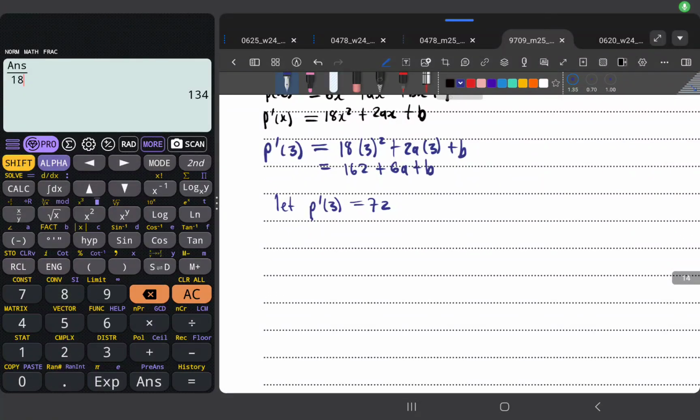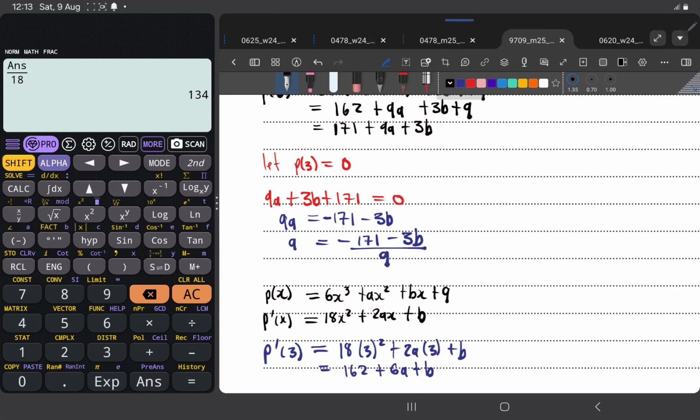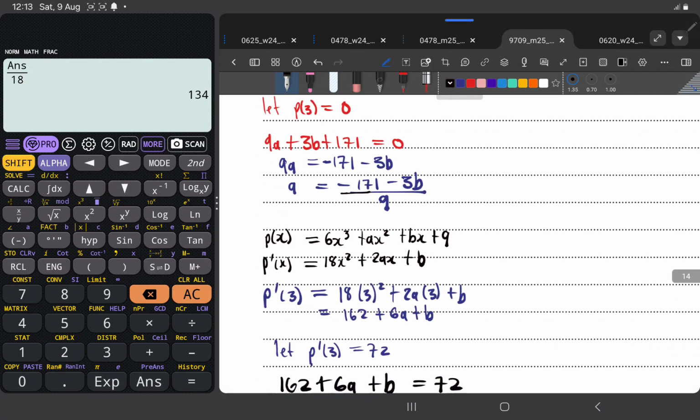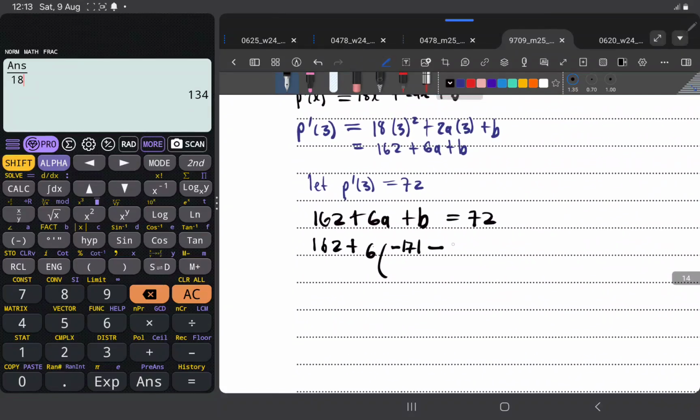So if we put 3 into our first derivative, we want to see what the answer would be now. This should be equal to 72, so we would have 162 plus 6a plus b being equal to 72. Now we do know what a is. A is negative 171 minus 3b over 9. So I could say 162 plus 6 multiplying negative 171 minus 3b all over 9, and this plus b is equal to 72.